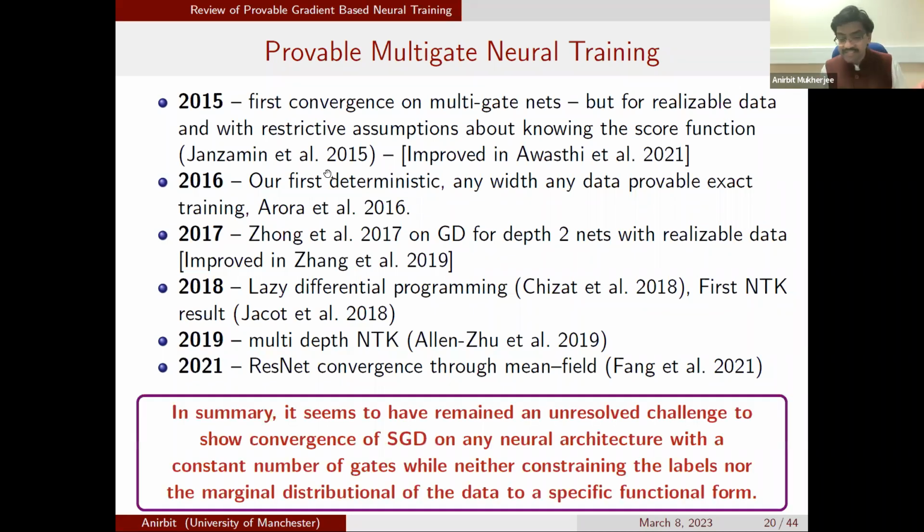But the basic point is that in summary, it has remained an unresolved challenge to show convergence of SGD on a neural architecture with a constant number of gates and neither constraining the labels nor the marginal distribution. No label constraint, no marginal distribution constraint, no width constraint. If I remove all the constraints, what happens has never been clear. And that's exactly the problem that I will try to solve.